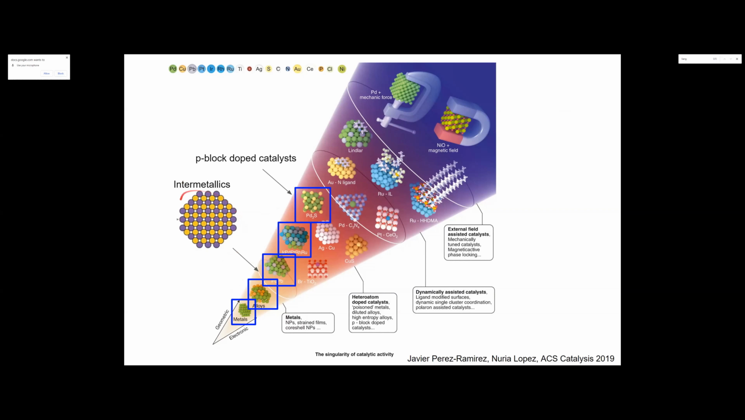So one is a class of materials called intermetallics, which are alloys that are strongly ordered. And I'll go into a little more detail why we're interested in these materials. And also p-block doped catalysts, which have been investigated sort of one at a time, but it's been a little bit difficult to get an idea of how their properties behave as a whole across all possible binary or ternary transition metals plus the p-block doping.